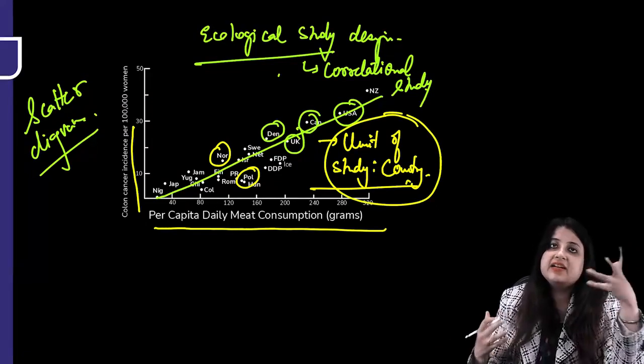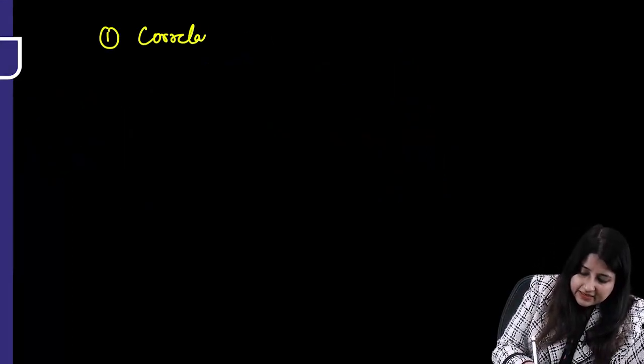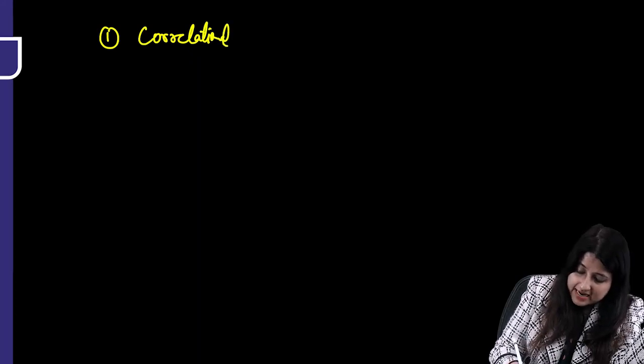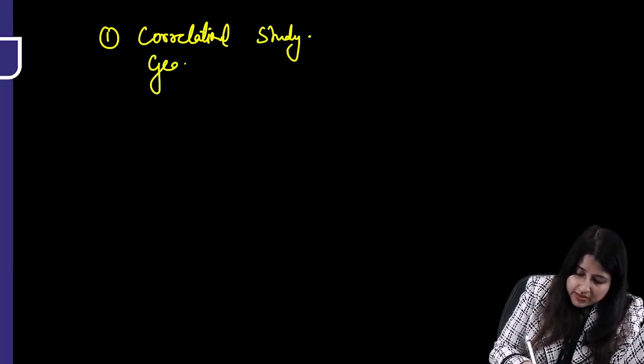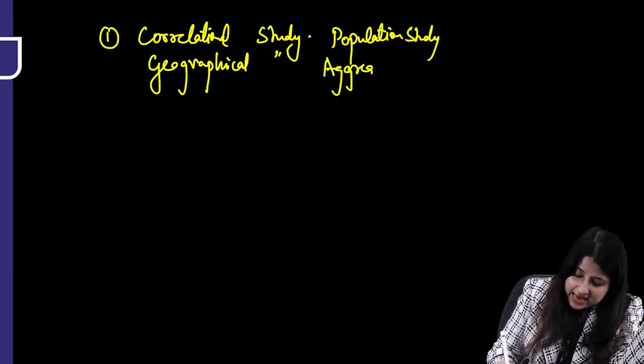Country, and we are trying to find an association. So what are the points that you will remember about ecological study design? Always remember, it's known as a correlational study. It's also known as a geographical study. It's also known as a population study. It's also known as an aggregate study.